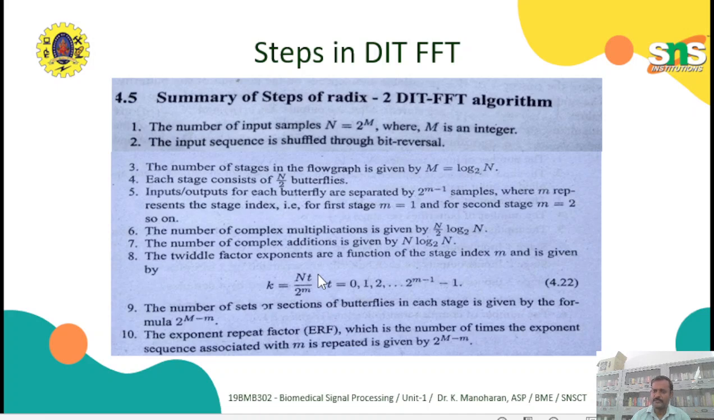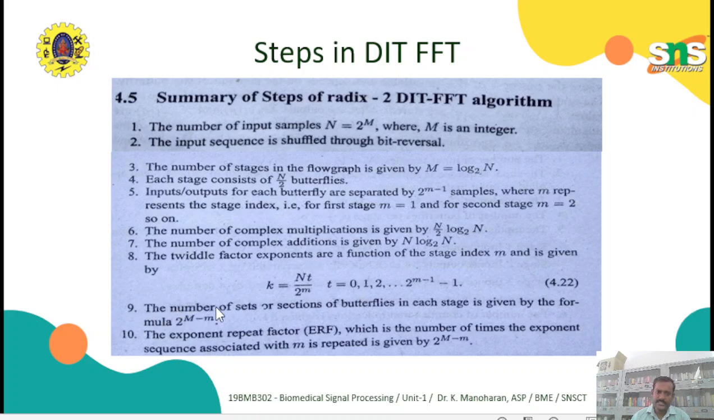So the first one will be W 8 power 0. If you substitute 1 here, what happens? This will be 2 power 2 is 4, and this is 8, and this will be 1. So we get 8 by 4, which is 1 by 2. Similarly, we substitute the other values and we get the twiddle factor values.